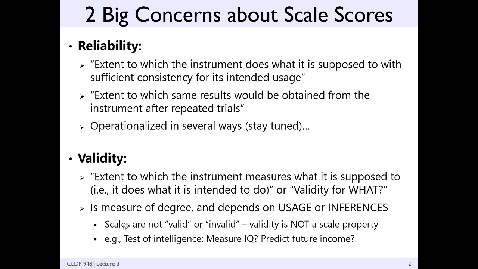When you read in a method section that the scale has been validated. No, it's used for a certain purpose and someone has acquired evidence that that is a reasonable thing to do, but it's never like done. You can't have a measure that's just done. So we collect evidence for validity, but that's not a property of the scale in and of itself. Reliability, then, is the focus. Reliability is a precursor to validity. You have to measure something consistently before you can launch arguments as to whether you've measured the right thing.